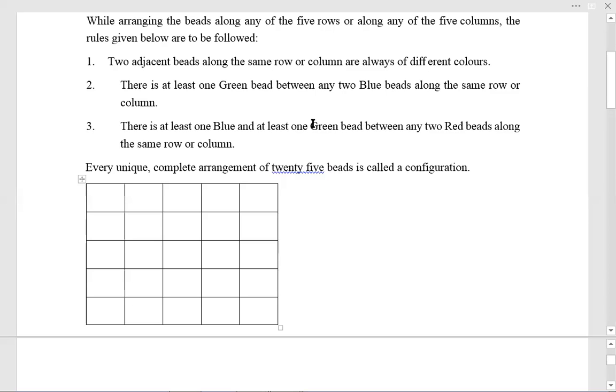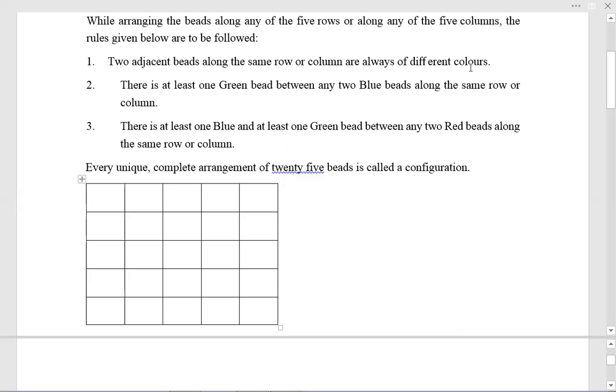You get to set 5 rows and 5 columns. That's how the table is. And here you need to place beads of different colors. We have 3 different colors of beads: red, green and blue.